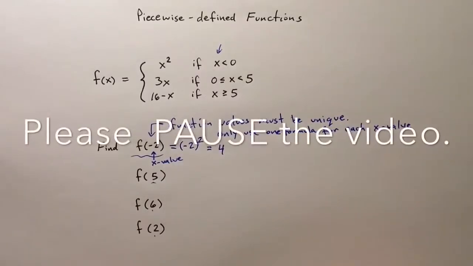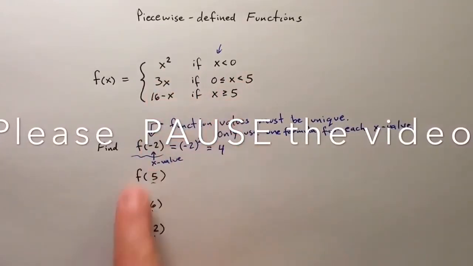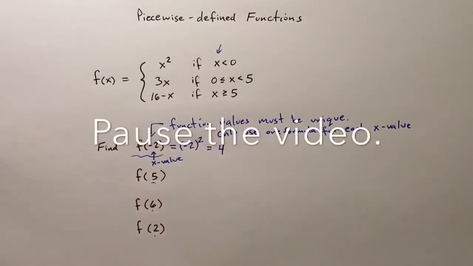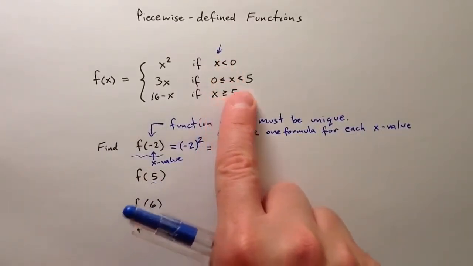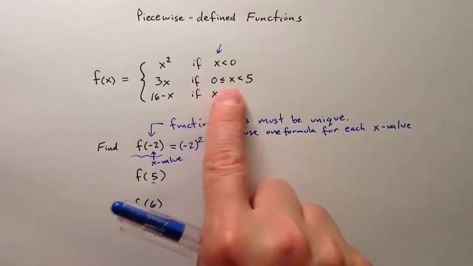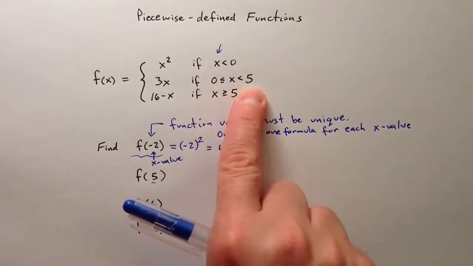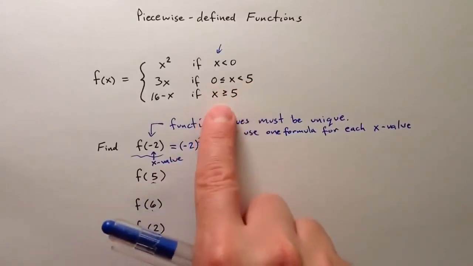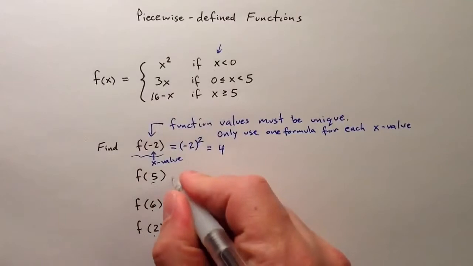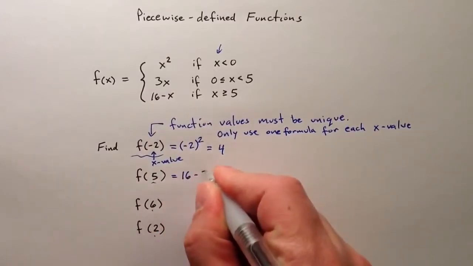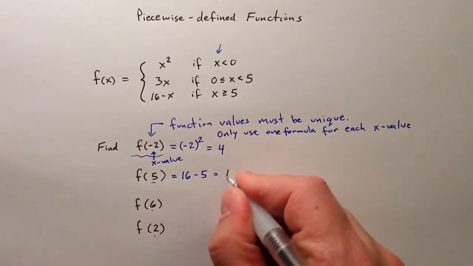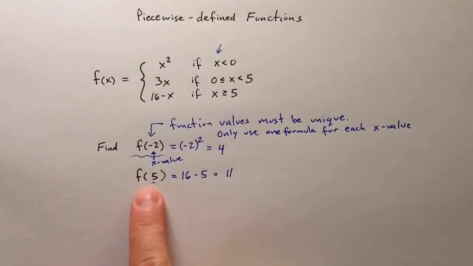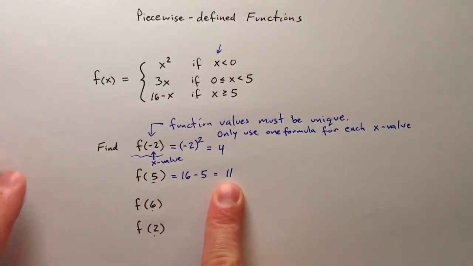You might want to pause the video for a moment and try to figure out the values of the other function values. For 5, if we look at the logic statements, 0 is less than or equal to x, x is less than 5. So 5 doesn't go there, but it goes with the last statement. So I would want to use 16 minus 5, and only that formula to evaluate the expression there. So when x equals 5, the value of the function is 11.